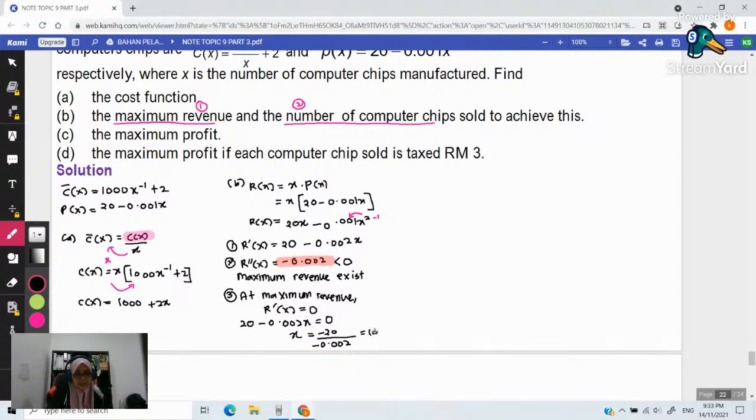10,000 what? 10,000 units, because it represents quantity. But the question says maximum revenue, so we really need to write the conclusion at maximum revenue.